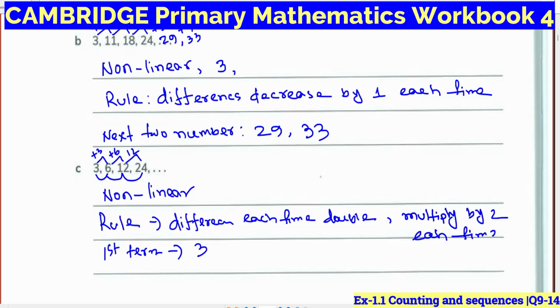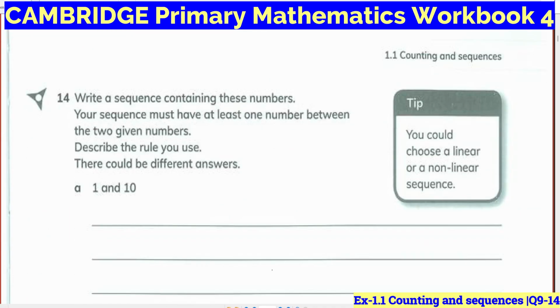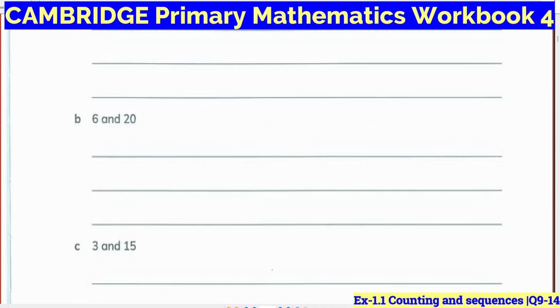Multiply by 2 each time. And finally, next two numbers. So it's a double. 3 times 2 is 6, 6 times 2 is 12, 12 times 2 is 24, 24 times 2 is 48, and 48 times 2 is 96. Okay, very simple.